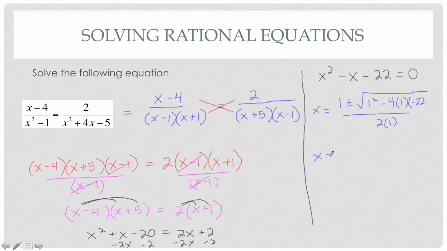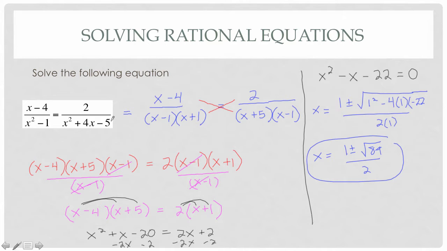Simplify what's under the square root. X equals 1 plus or minus the square root of 1 plus 88, so that's going to be 89. 4 times 22 is 88. And the negative makes it plus, so that's square root of 89 over 2. And the square root of 89 does not simplify at all, so that's my final answer. My two solutions are x equals 1 plus the square root of 89 over 2, or 1 minus the square root of 89 over 2. Those are the two solutions to this rational equation.